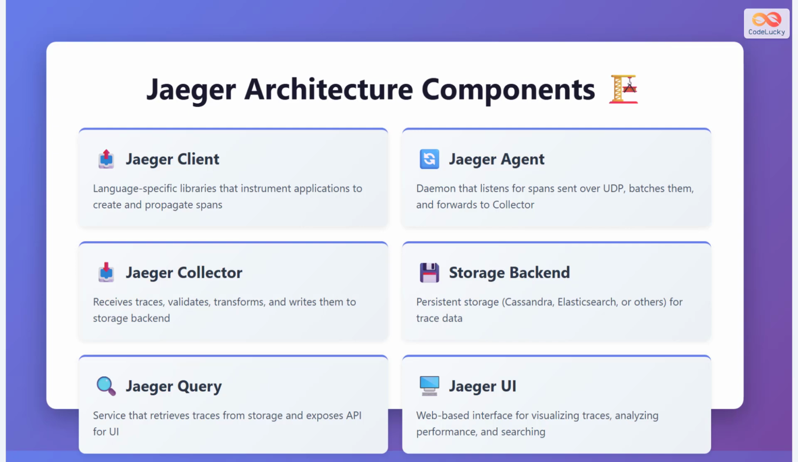A trace is organized hierarchically with multiple spans. The root span is the outermost operation, typically representing the entire user request. Child spans represent operations called by the root span, and grandchild spans represent operations called by those child spans. This creates a tree-like structure. For example, when a user makes a request, the web server creates a root span. The web server then calls the authentication service, creating a child span. The authentication service calls the database, creating a grandchild span. This hierarchical view helps you understand exactly where time is spent in your system.